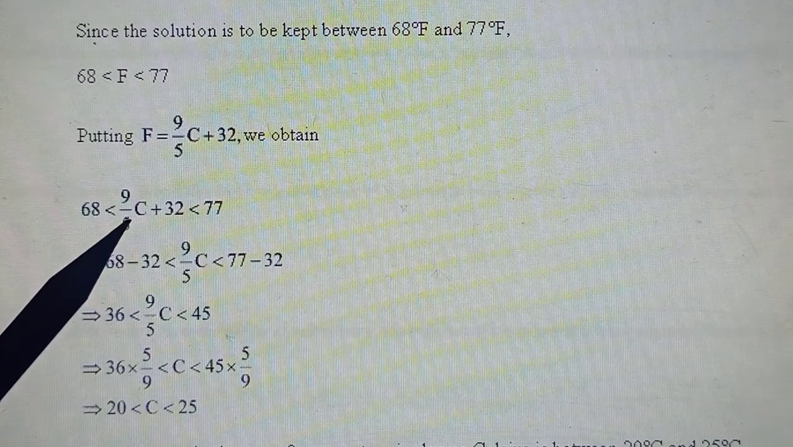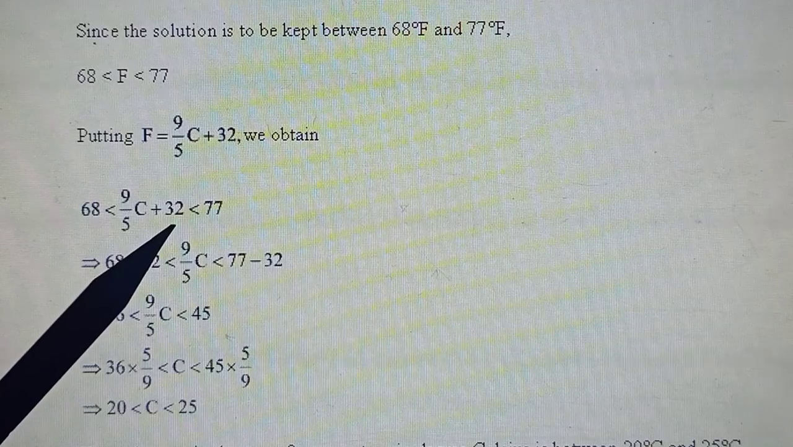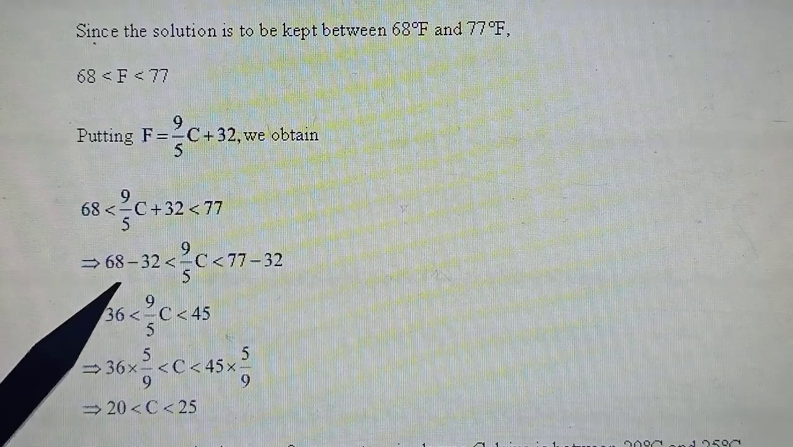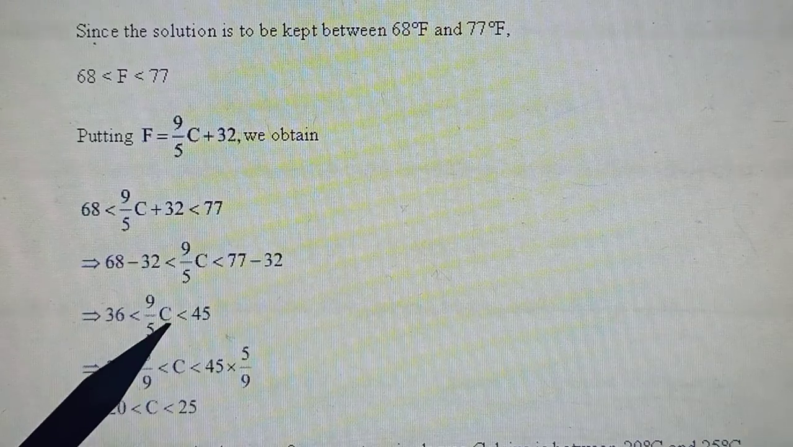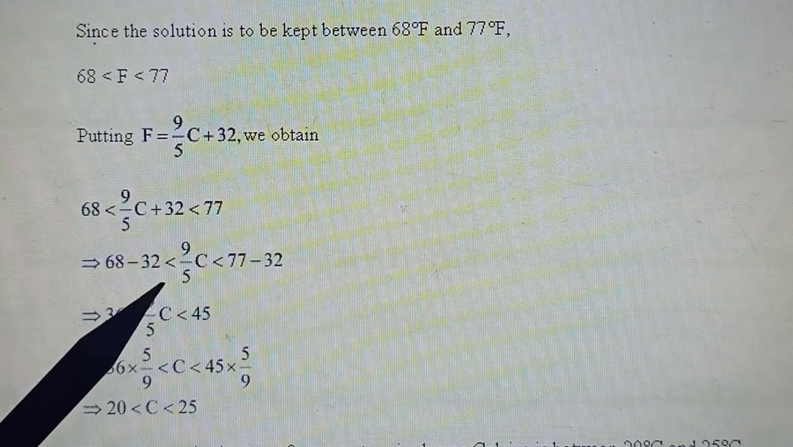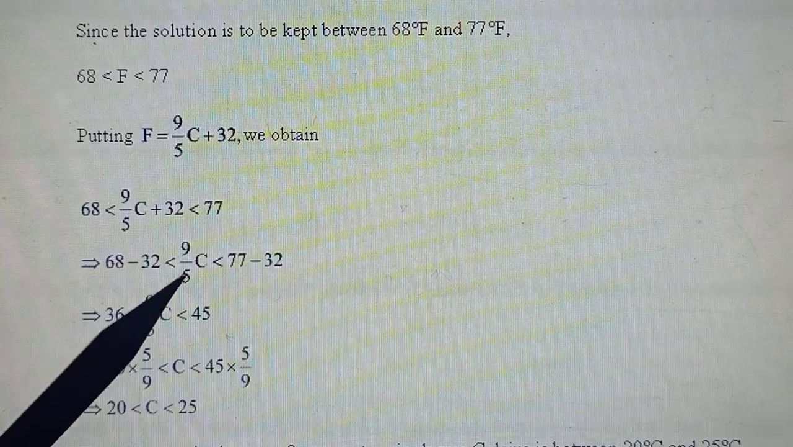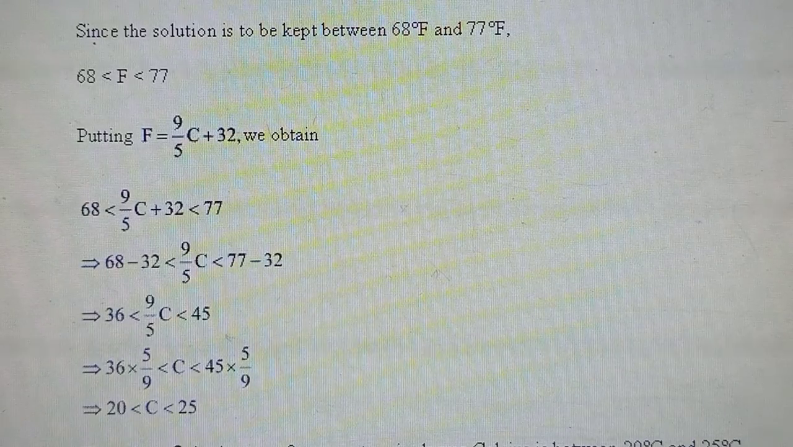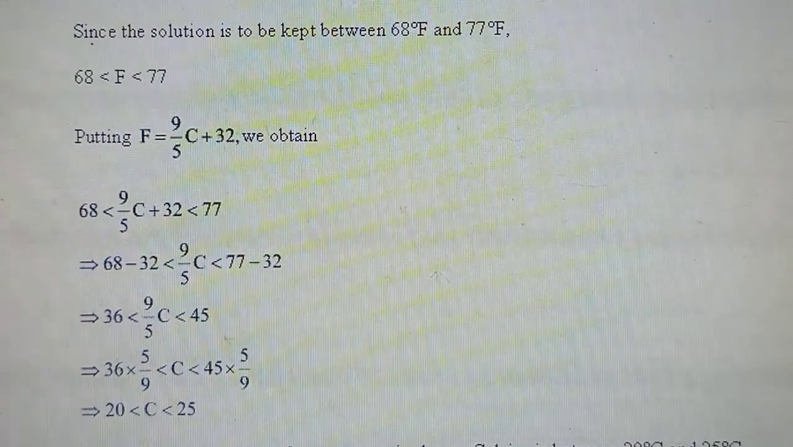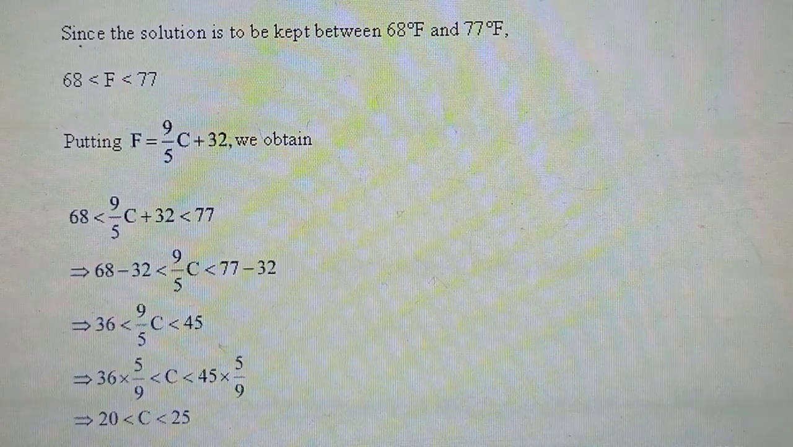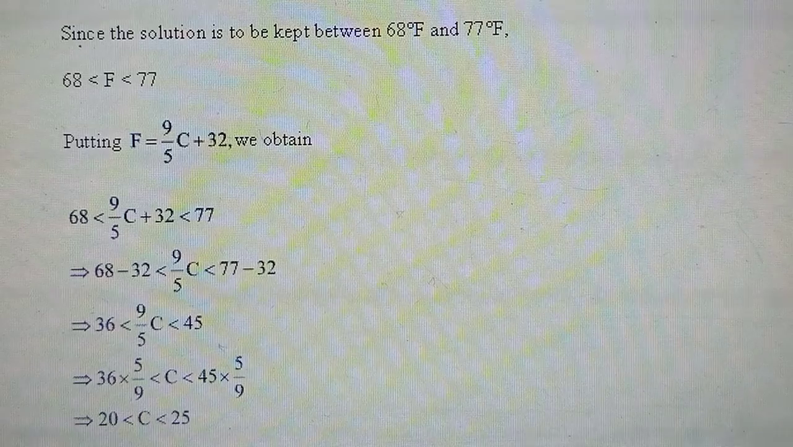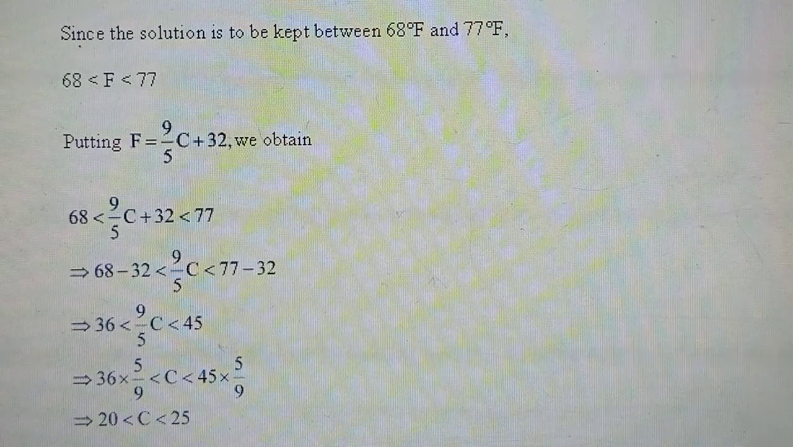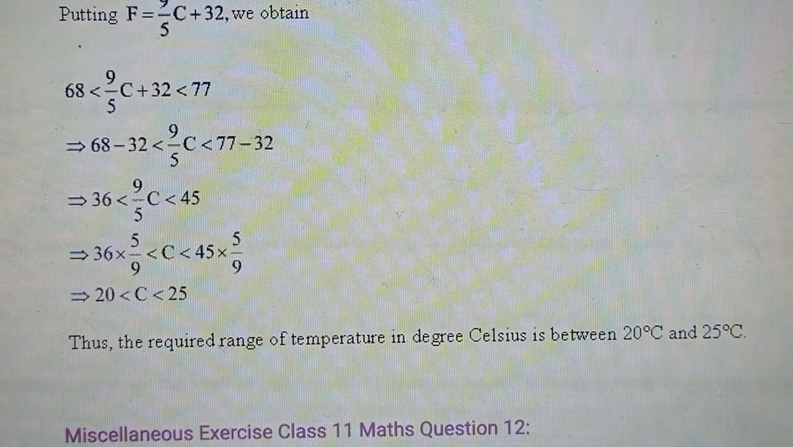ठीक है, जैसे हम x के लिए कर रहे थे, you'll remove one by one. First 32 has to be removed, so minus 32 on either side, so that is what you get. Then you'll remove this 5 and 9 as well, so multiplying by 5 throughout and dividing by 9, work it out, the range of C is coming out to be from 20 to 25. So in Celsius the temperature will range from 20 degrees Celsius to 25 degrees Celsius.